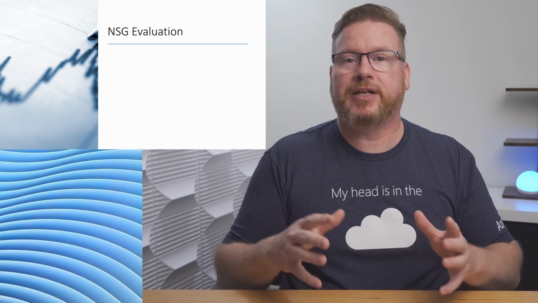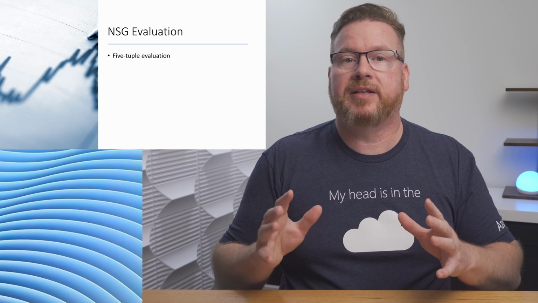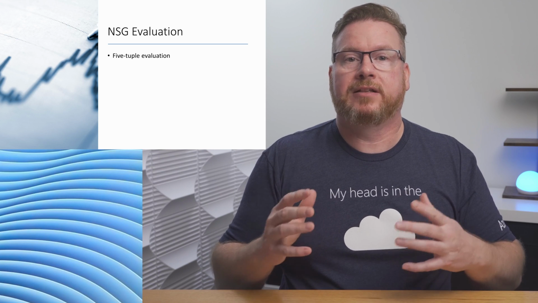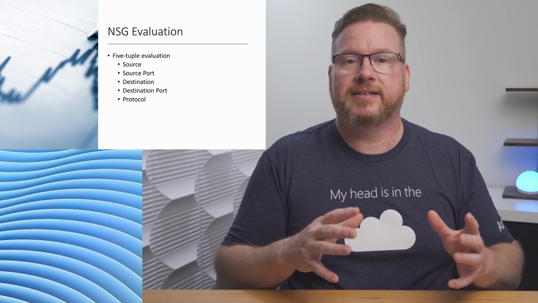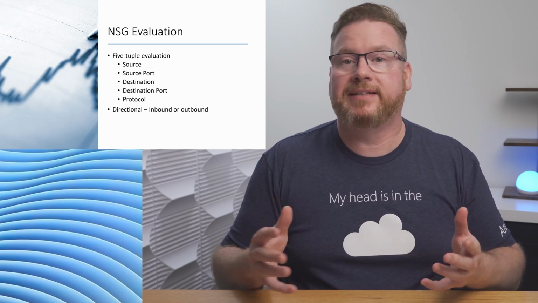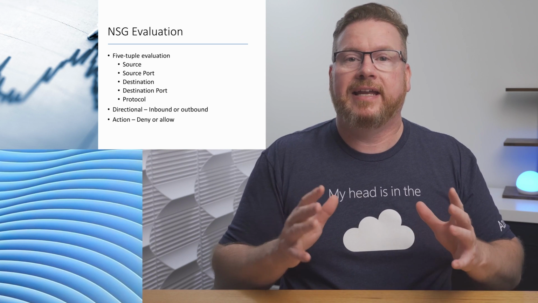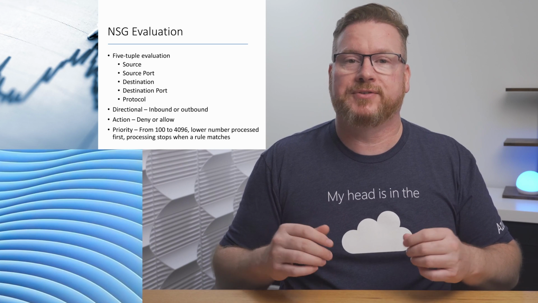Let's start with network security groups. You can think of these as a type of firewall. More accurately, it's like an access control list that can be placed on a network interface or subnet in Azure. An NSG is a group of rules that restrict or permit access to Azure network resources. It uses 5-tuple information to evaluate a rule, including the source, source port, destination, destination port, and protocol. The rules are directional. They can be applied to inbound or outbound traffic. They have an action to deny or allow, and a priority from 100 to 4096.